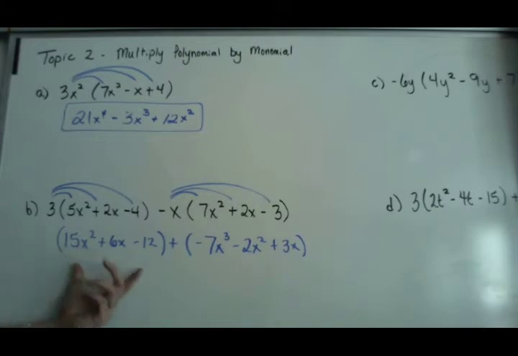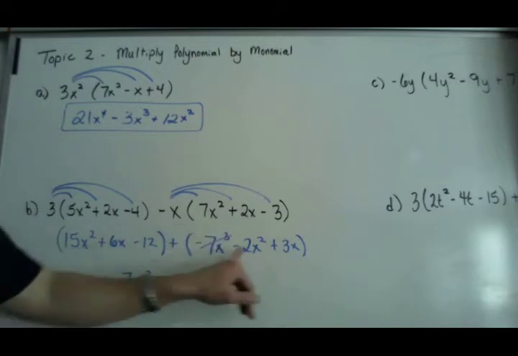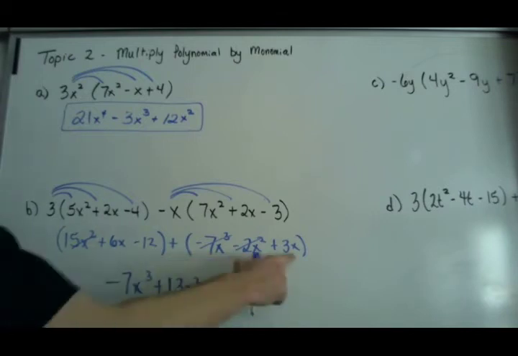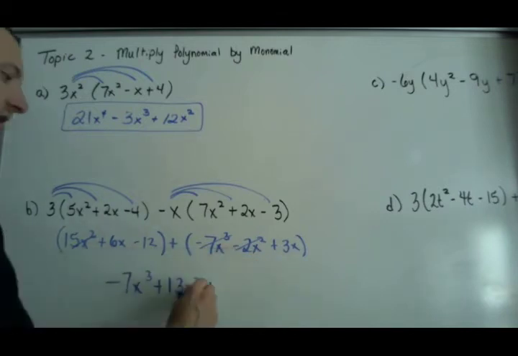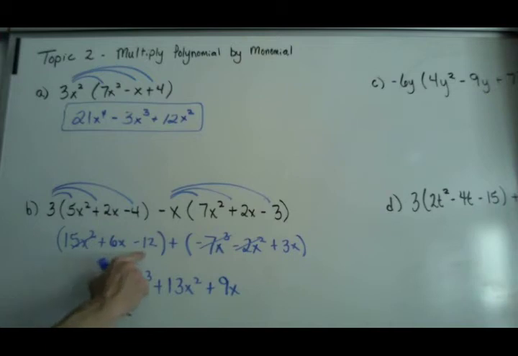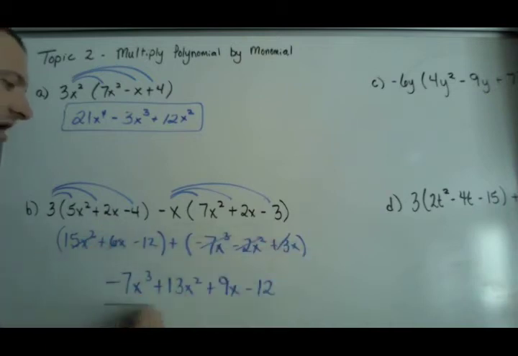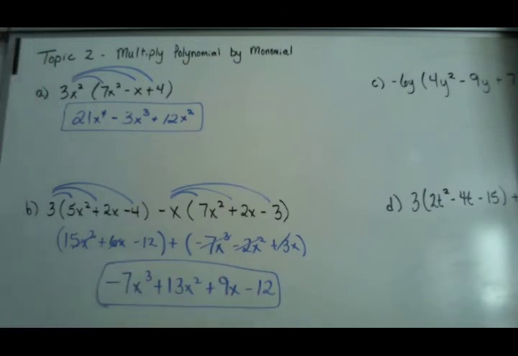In this one, there are no x cubes. This one there is. So we have essentially 0x cubed plus a negative 7x cubed, which is a negative 7x cubed. We have a 15x squared plus a negative 2x squared, so a positive 15 plus a negative 2 is a positive 13x squared. Here you have a 6x plus a 3x, so 6 plus 3 is 9x. And then you have a negative 12 plus 0, which is a negative 12. And that would be your final answer.